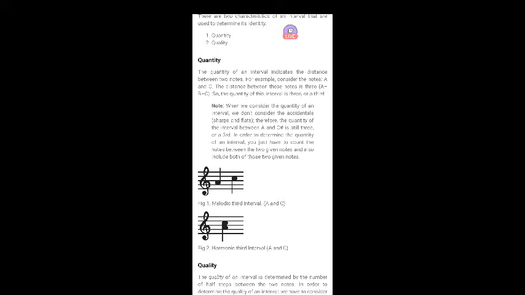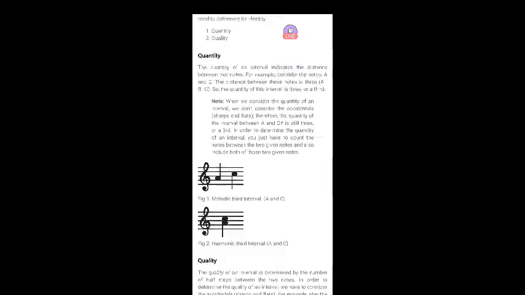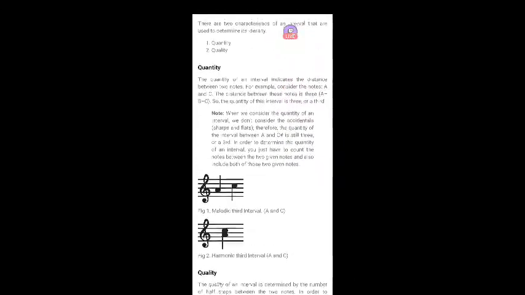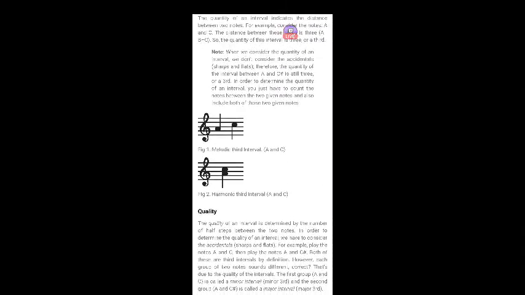Melodic third interval, A and C. Figure 1, melodic interval, that's right here. Harmonic third interval, A and C. So melodic would be sequential. Harmonic is at the same time, like a chord.